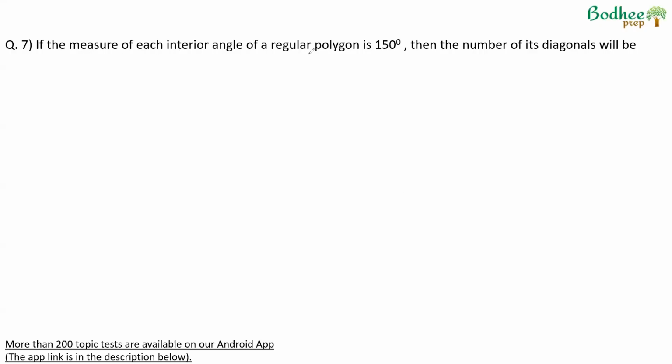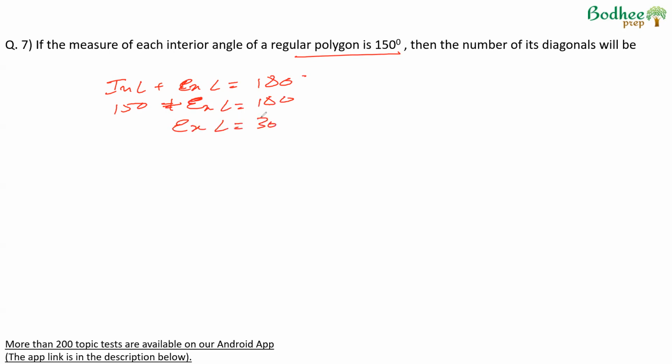If the measure of each interior angle of a regular polygon is 150, now interior angle plus exterior angle of a regular polygon should be 180 degrees. Interior angle is 150, therefore exterior angle of the same regular polygon can be found out to be 30 degrees, 180 minus 150. But exterior angle is nothing but 360 by n, where n is the number of sides. So we can say 360 by n is 30, or n comes out to 360 by 30, which is 12. The polygon that we're talking about here has 12 sides.